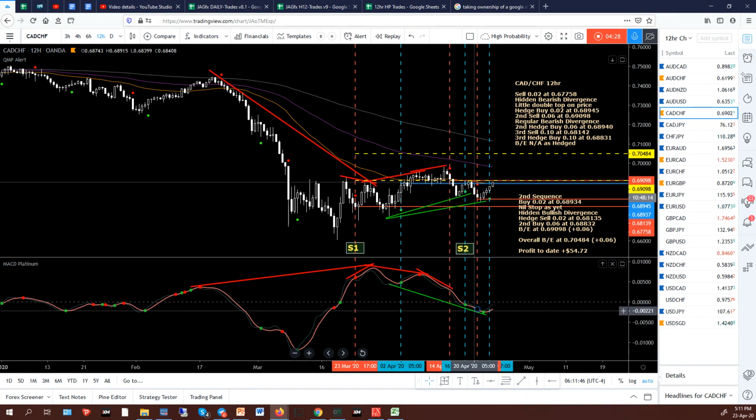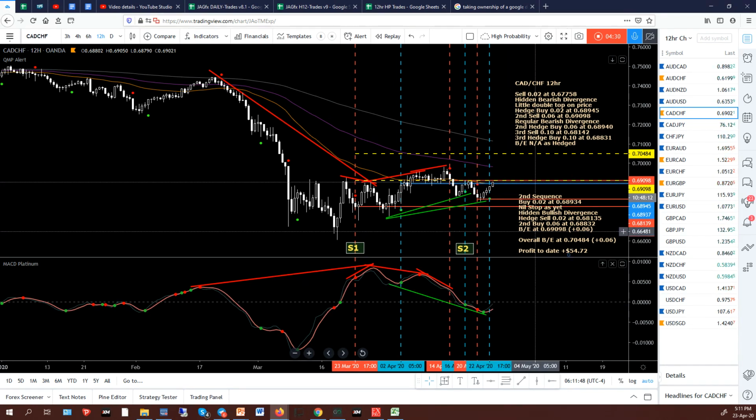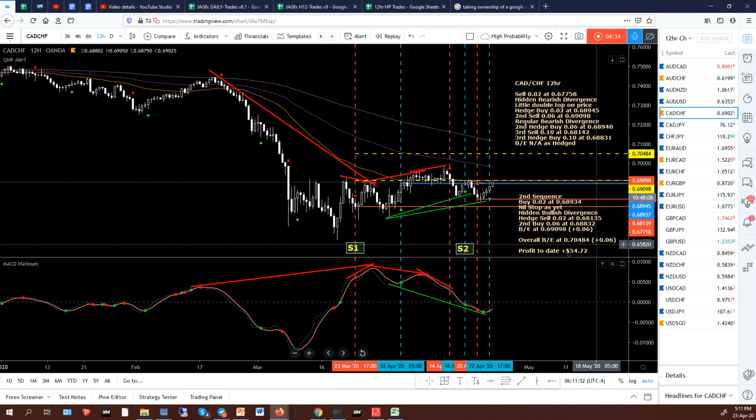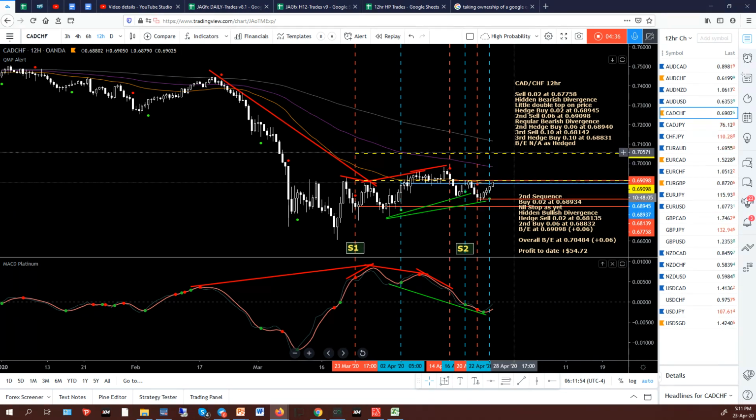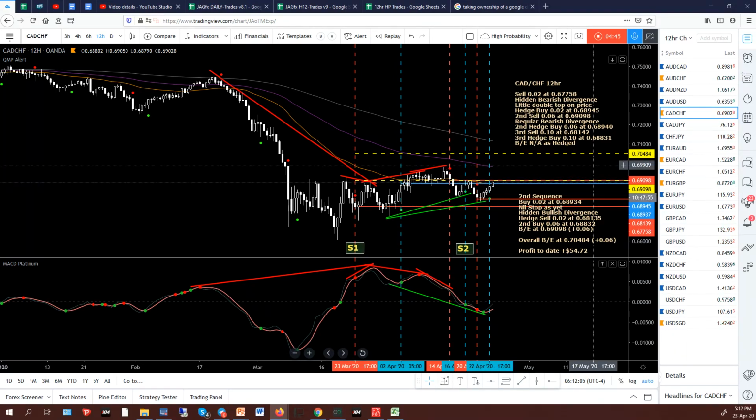MACD Platinum is still below the zero level, so not taking any action on that yet. Overall break even for all trades is 70484, which is up here. So again, if price shoots up, at least I can manage this sequence here, then worry about the other sequence and add to the profits, hopefully. So that's the plan there. Two trades taken on the same candle.